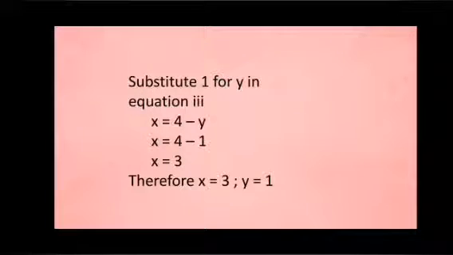We substitute 1 for y in equation 3, which is again anywhere you see y, put 1. So equation 3 is x is equal to 4 minus 1. x is equal to 3. Therefore, x is equal to 3, y is equal to 1.